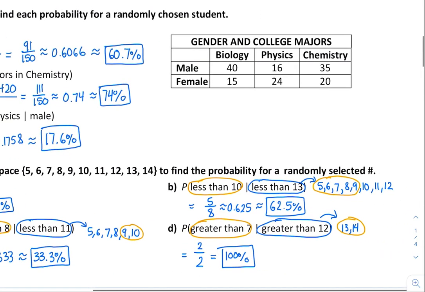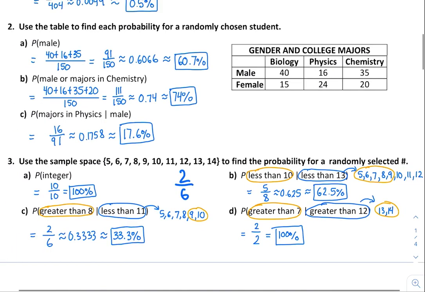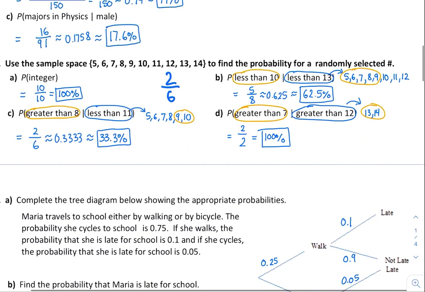Okay, part D. Probability greater than 7 given greater than 12. So the numbers greater than 12 are 13 and 14. So that's 2 numbers. Which one of those are greater than 7? They both are. So that means it's 2 out of 2, which is 100%. That's number 3.